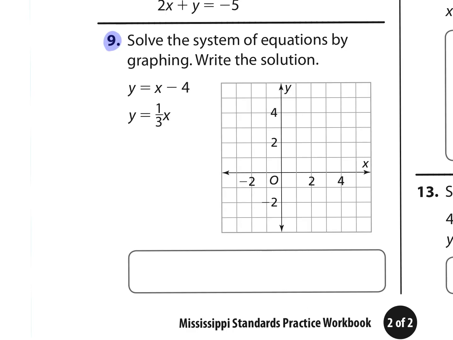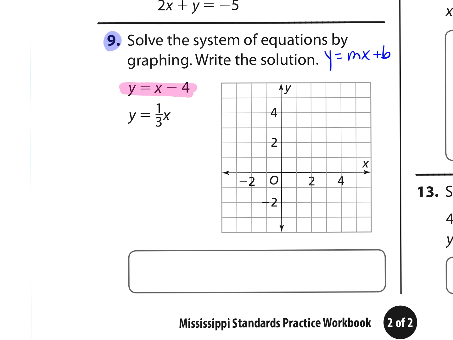Number 9, solve the system of equations by graphing and write the solution. So we're going to solve this by graphing. These are both in the form of y equal mx plus b. So I'm going to look at each of these lines. Let's start with this first one.